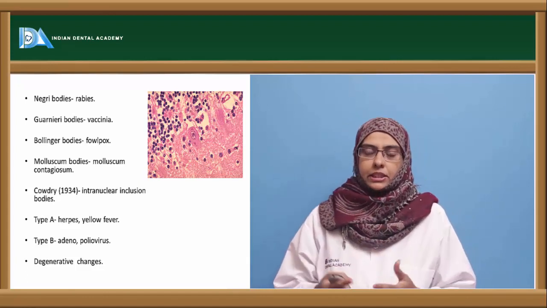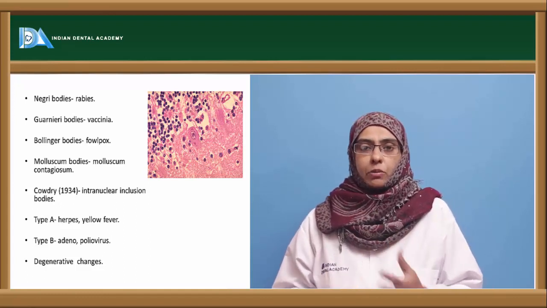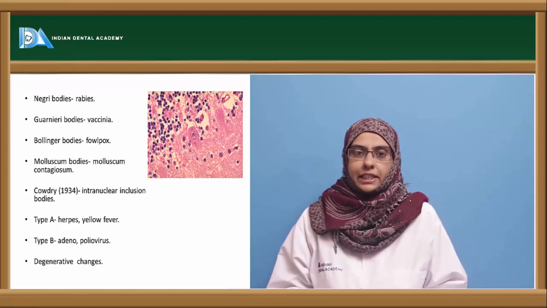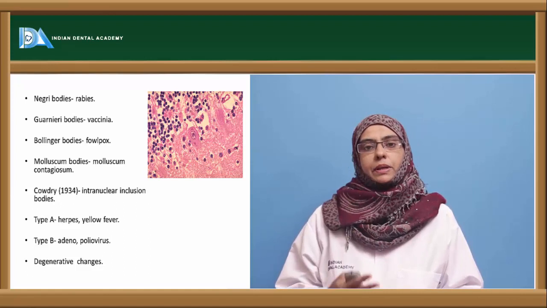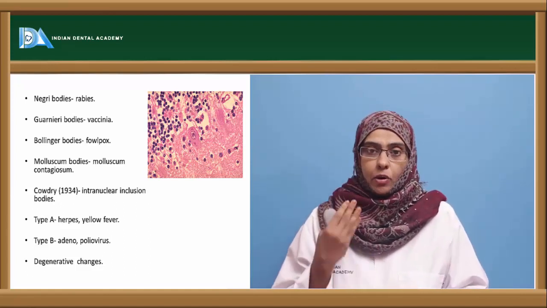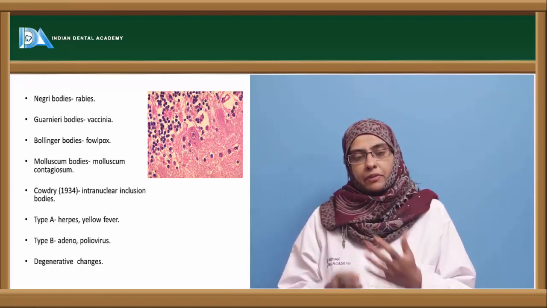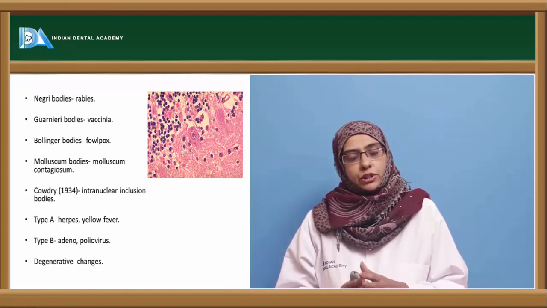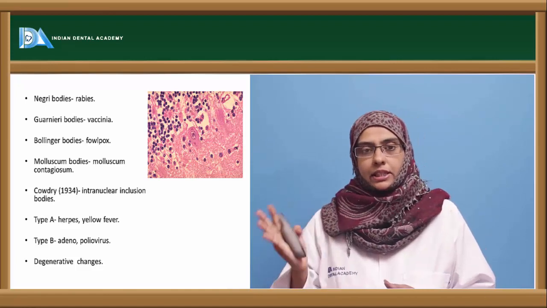And apart from these inclusion bodies, you can also see multiple inclusion bodies called Guarnieri bodies produced by the vaccinia virus. Bollinger bodies are produced by the fowlpox virus, and molluscum bodies are produced by molluscum contagiosum. And based upon the type of inclusion bodies, Cowdry in 1934 classified these inclusion bodies into two major types. One is type A, and the other one is type B.